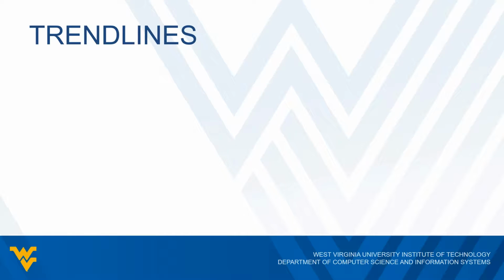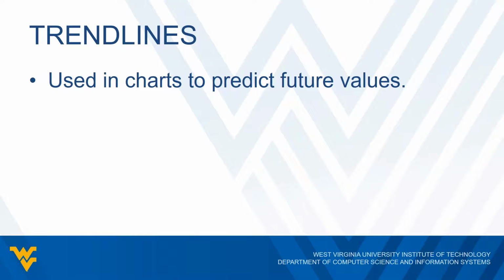Another useful feature with charts is trend lines, and this is used to predict future values. So if you see that your data is increasing over time, then you can get an idea of what you may expect if the trend continues down the road. Or if it's decreasing, you can also determine that.